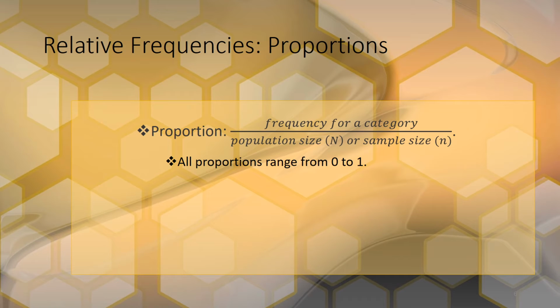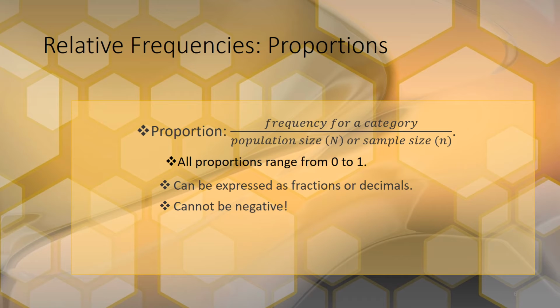So if you divide the frequency by the population size or the sample size, and those 2 things are equal, you'll get a value of 1. A proportion can be expressed as fractions or decimals. It can never be negative because the frequency can never be negative. You can't have a negative count of something. And proportions of all categories in a variable will add up to 1.